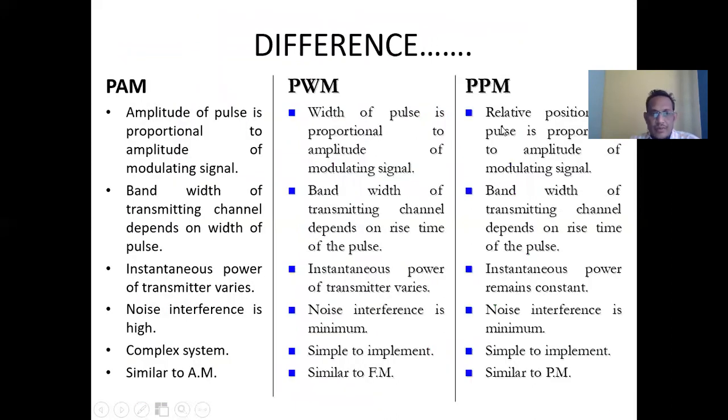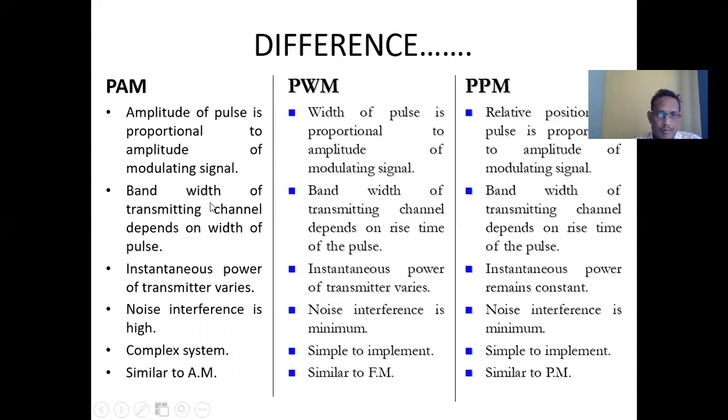So what is the basic difference between the pulse amplitude modulation and the pulse width modulation? As per definition, the first point is nothing but a definition of pulse amplitude modulation, pulse width modulation, and the pulse position modulation. Pulse amplitude modulation is similar to AM, as I just explained. Pulse width modulation is similar to FM. The pulse position modulation is similar to PM. One thing you should always keep in mind.